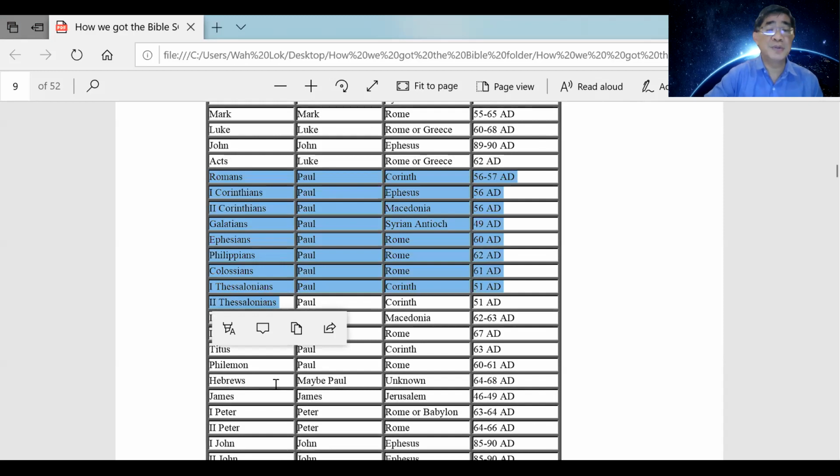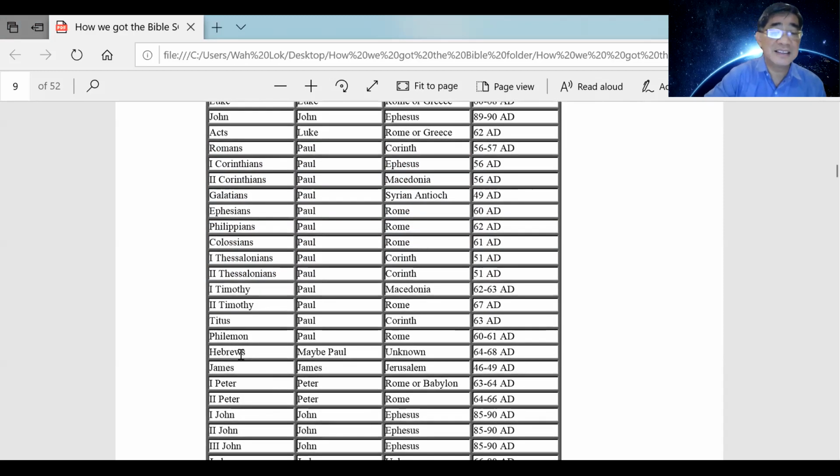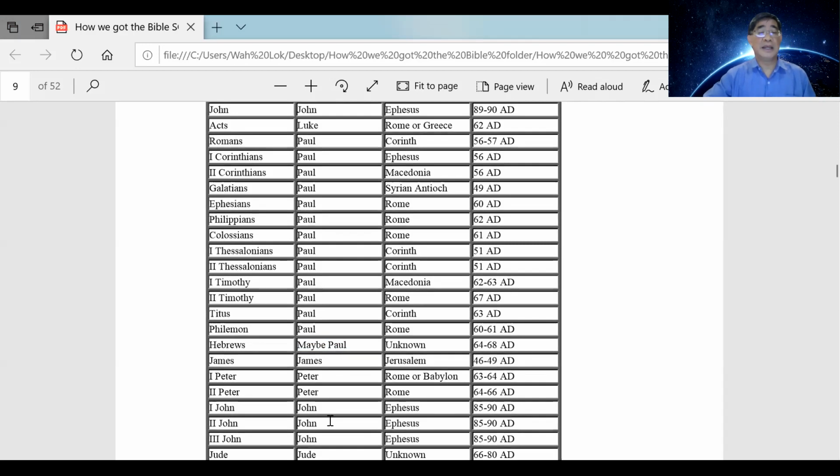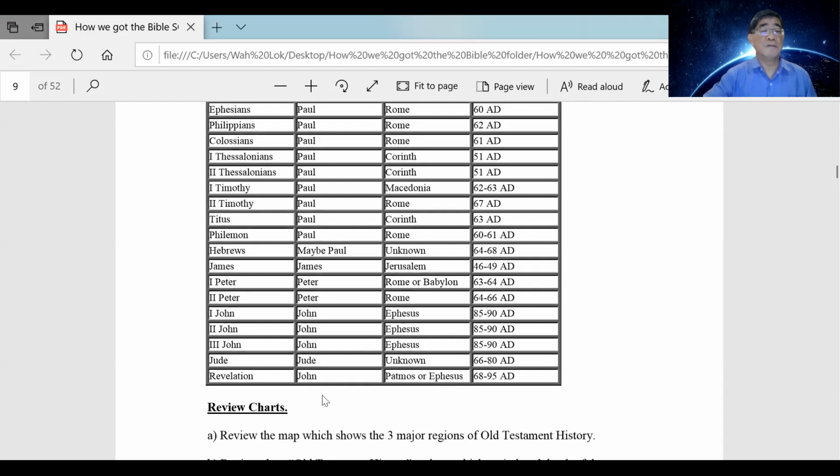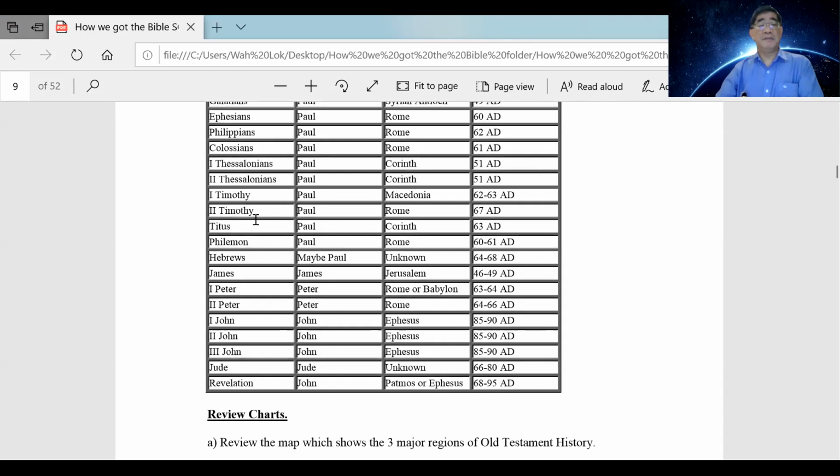Then Hebrews. They put there, maybe Paul. By tradition, they think it is Paul. James was written by James, Peter by Peter, and then John, and then of course the book of Revelation is written by John. So this chart is quite informative, so you can have a look at it.